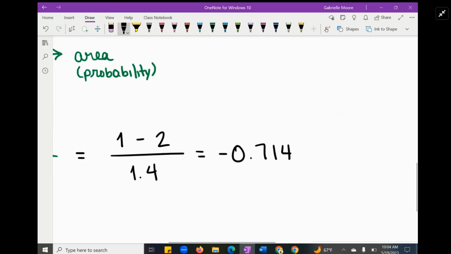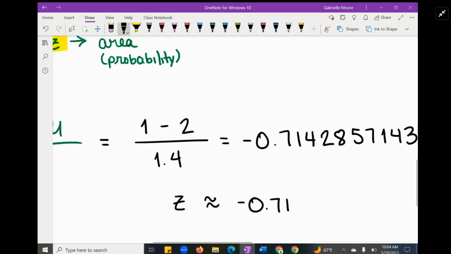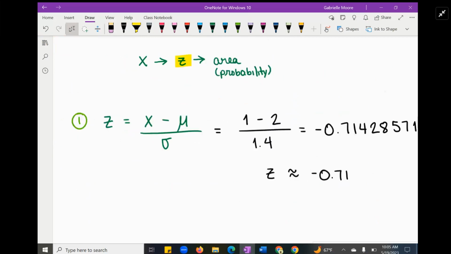Now, depending on if you are familiar with the chart or not, in most cases we're going to see the z-score rounded off to 2 decimal places. And it's probably because of the chart. So you're going to see me do that, but feel free to round off further to make it a little bit more precise, okay? But there's our z-score. The z-score associated with this x value is negative 0.71.